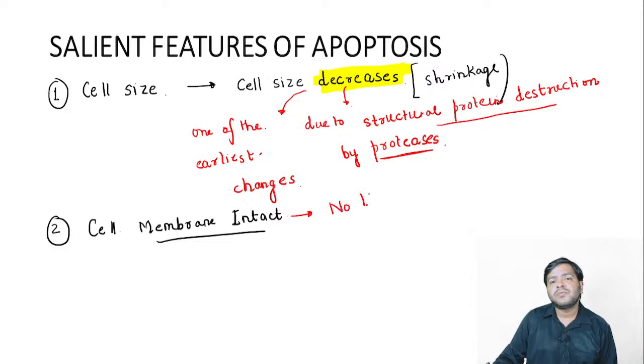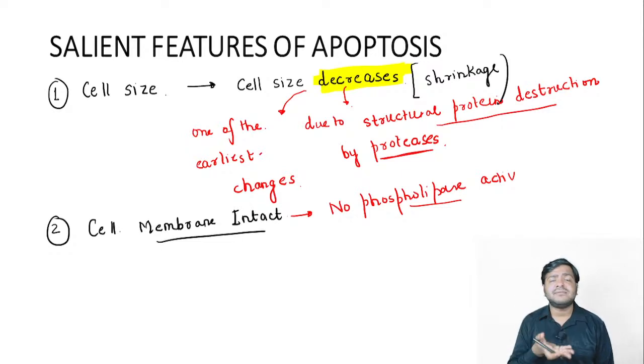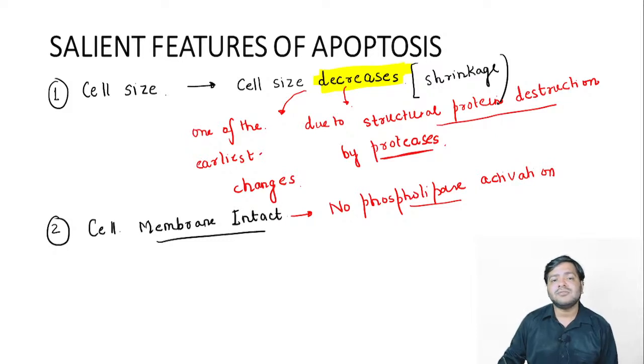There is no phospholipase activation. The cell membrane is made up of phospholipids, and to destroy those phospholipids, we need an enzyme that is called phospholipase. And during the whole process, we have seen the intrinsic and the extrinsic pathway. Phospholipase is not involved. No phospholipase activation, so the cell membrane will not be damaged. And if the cell membrane is not damaged, it clearly indicates that there is no inflammation.